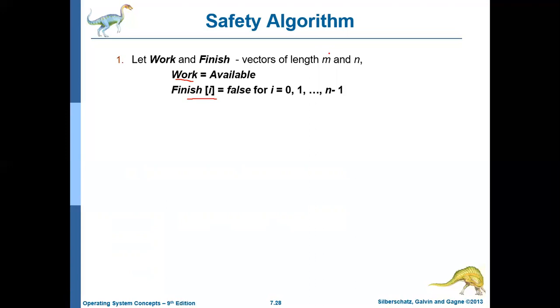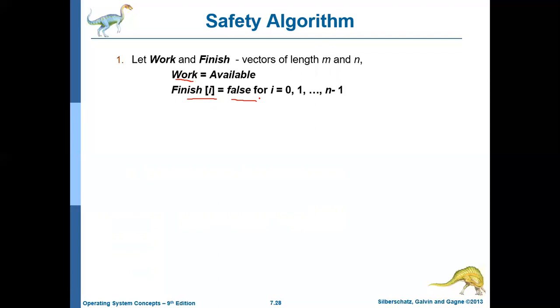So finish is a vector of length n. If there are n processes, then for all n processes, we are setting finish of i equal to false, for all i from 0 to n minus 1. Okay. Processes are numbered from 0 to n minus 1. Because initially none of the processes was completed, so initially we are setting finish as false.